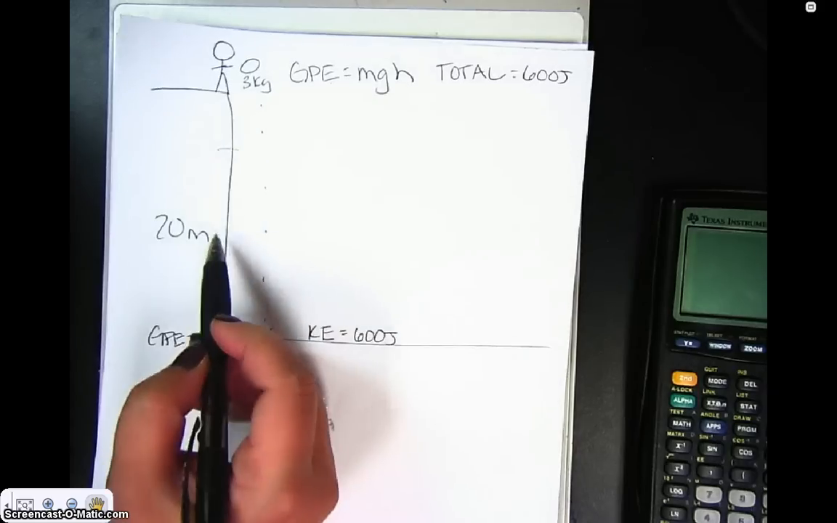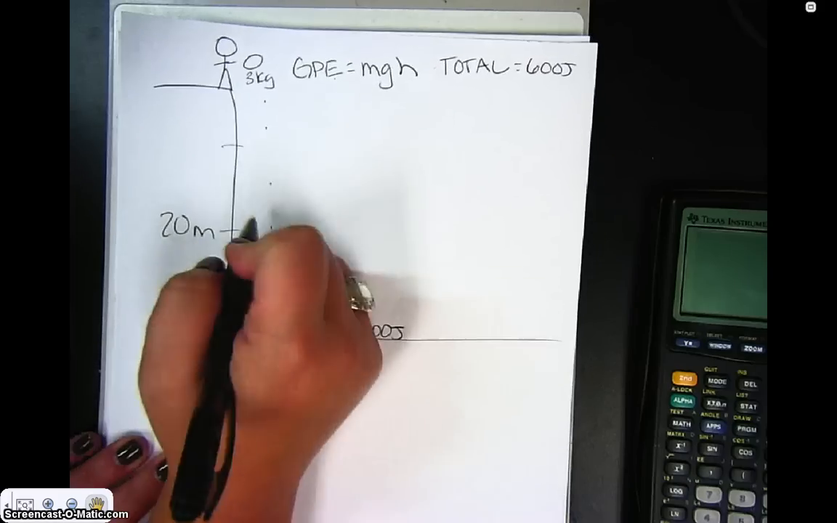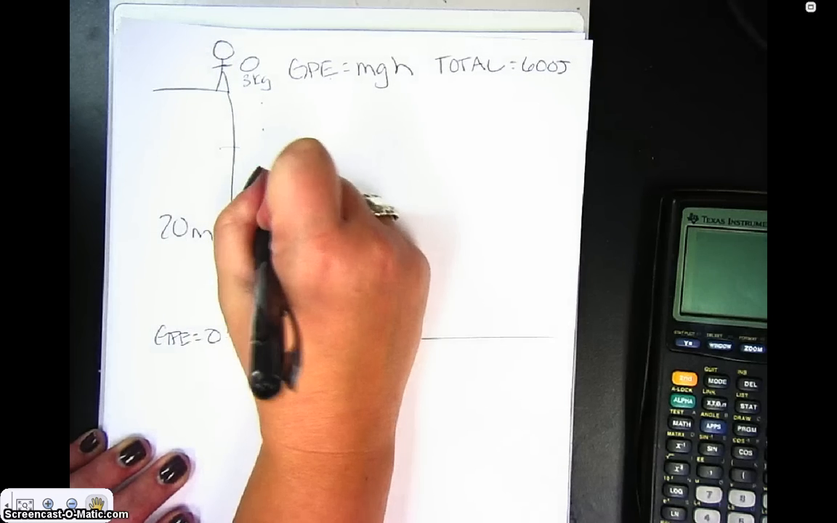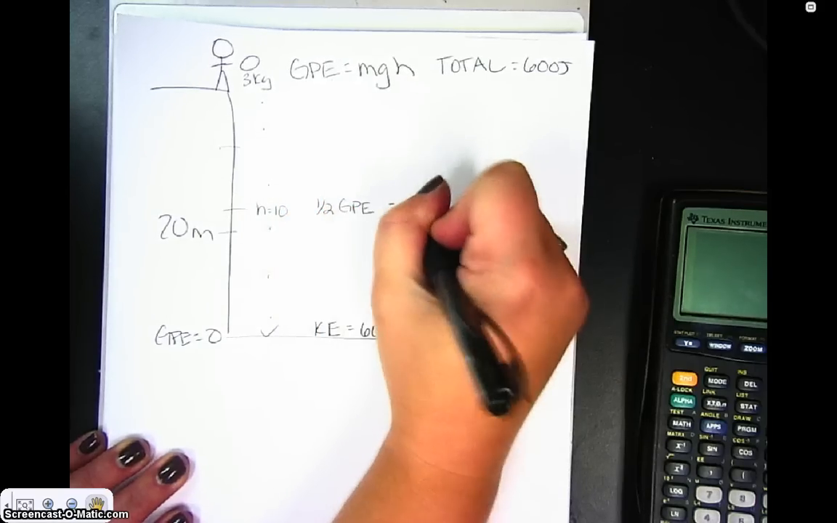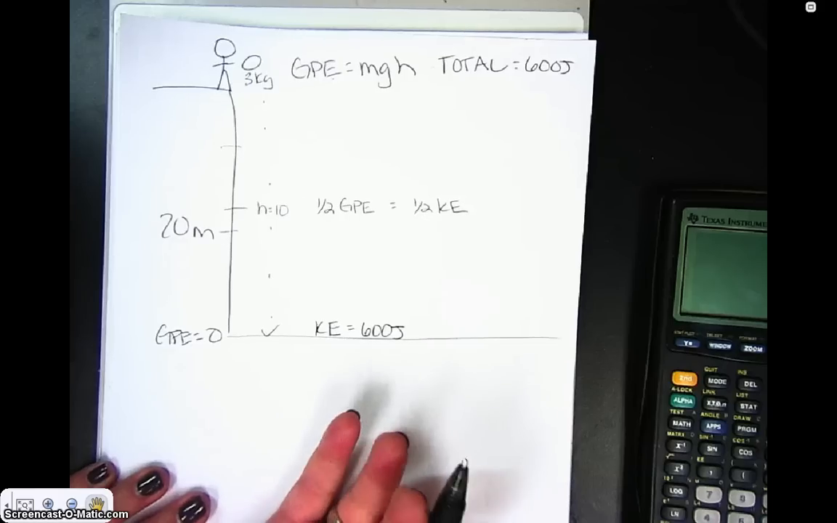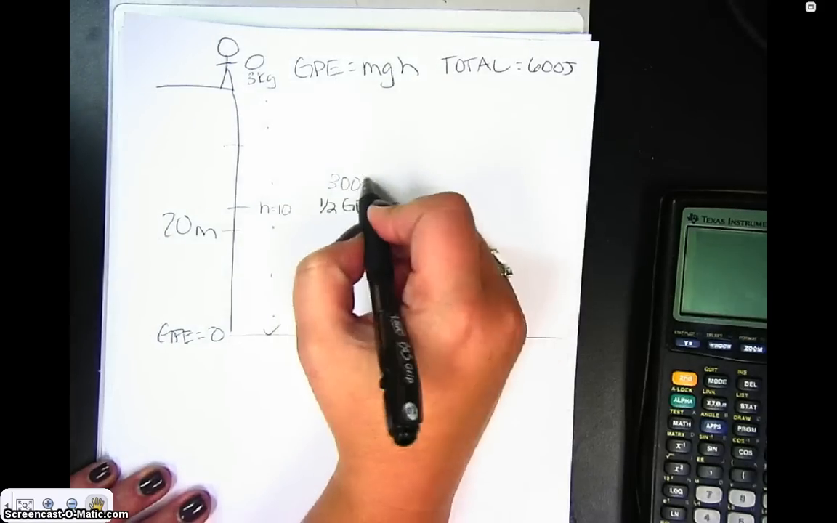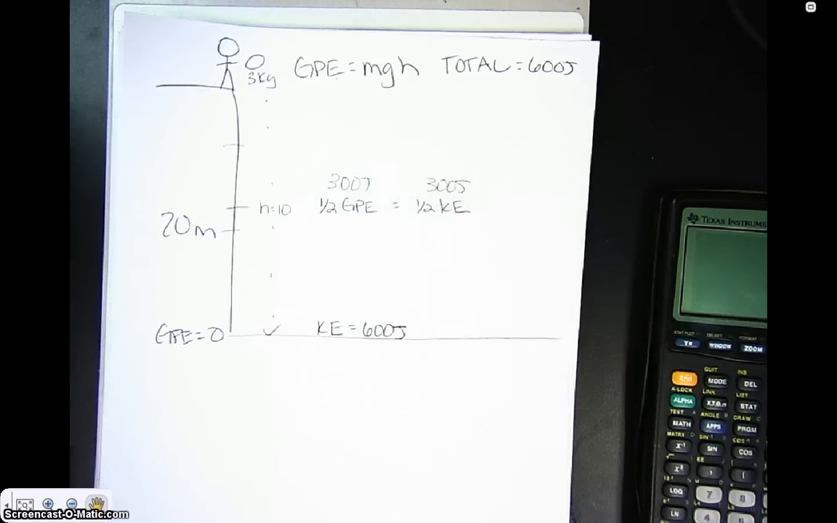And then at any point, I can measure how much the height has changed, therefore how much the gravitational potential energy has changed, and where that energy has gone. It has become kinetic energy. So if I select a position, say 1/2 of the way down, at a height where h equals 10, then 1/2 of the energy is gravitational potential energy and 1/2 is kinetic energy, but if I add them together, they still equal the total. So 1/2 of GPE would be 300, my KE would be 300, and the total would still add up to 600.